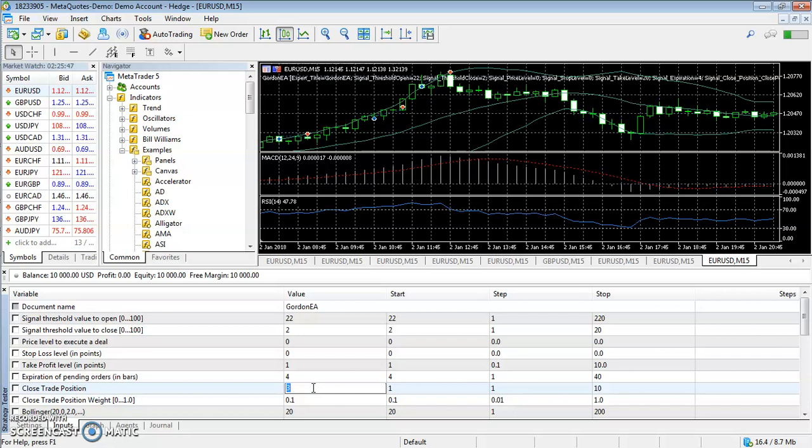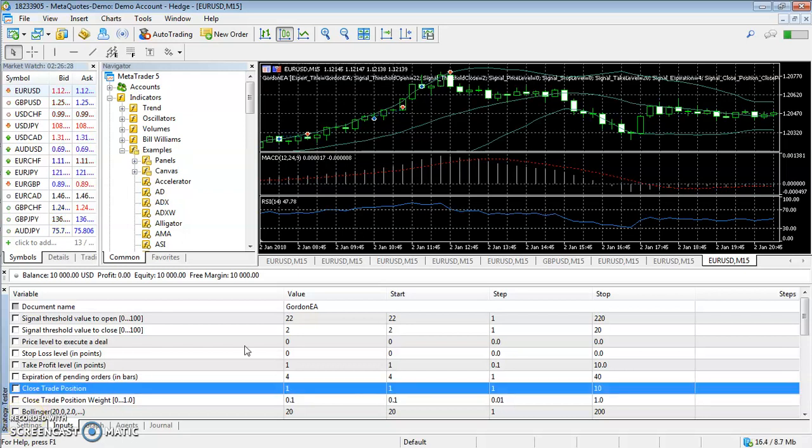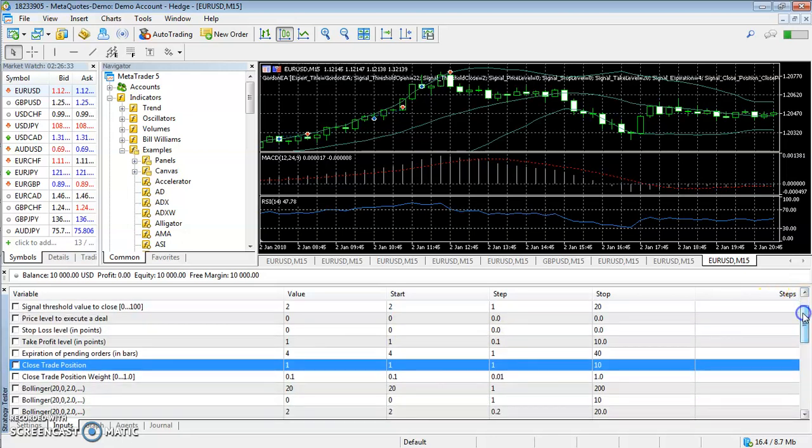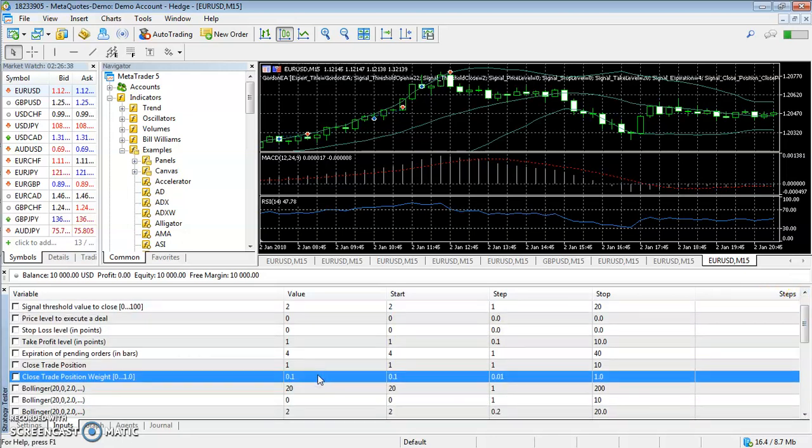closing the position after the third candlestick. 2 would be 30 minutes, closing the position after the second candlestick. Or 1, 15 minutes, closing after 15 minutes, or after the first candlestick. So this is the weight for that trading signal, 0.1.